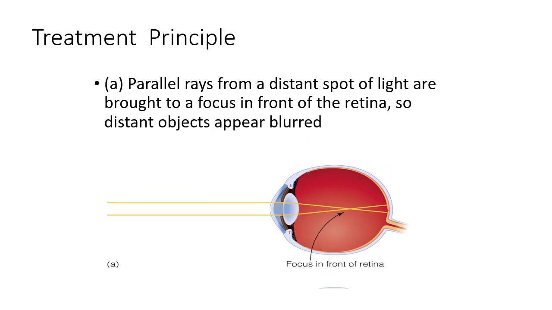So in this picture you can see a myopic eye, meaning the axial length is more. The parallel rays coming from far away are focused in front of the light sensitive layer, in front of the retina. So the distant objects appear blurred.